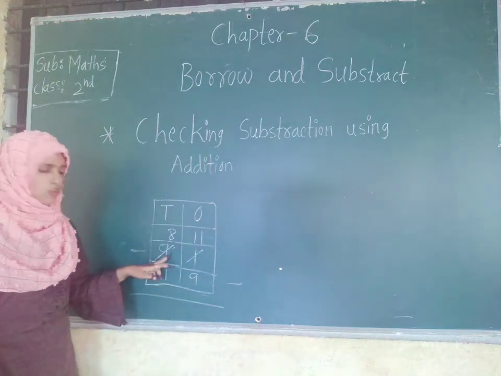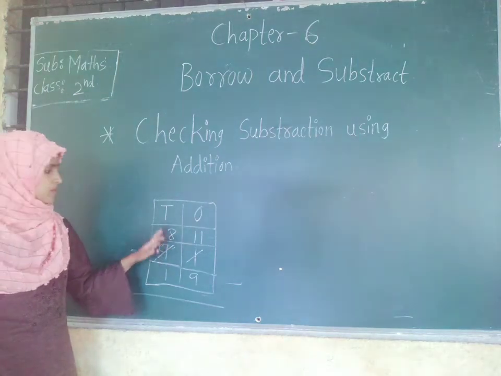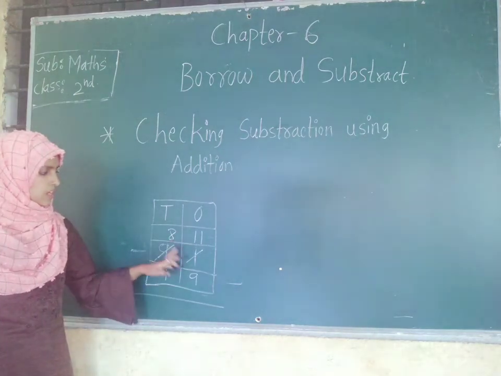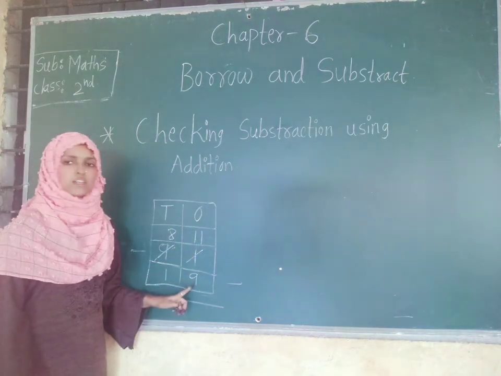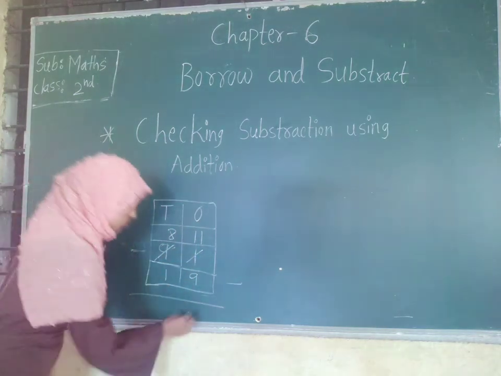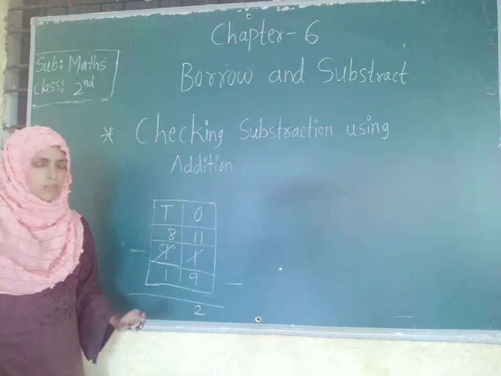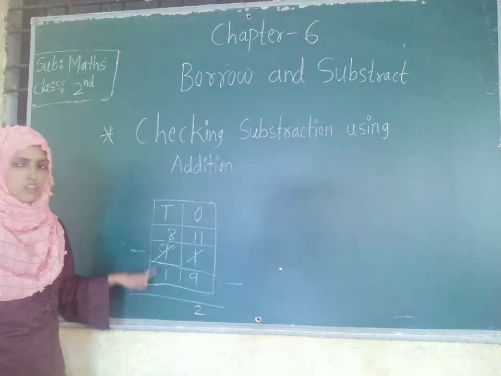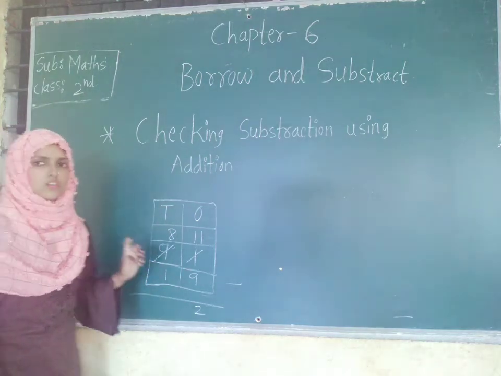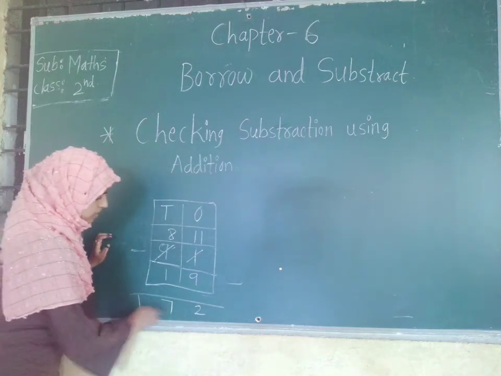So we need to take one borrow from this next place. So if we take 1 ten from this tens place, so 9 becomes 8. This 1 becomes 11 ones. So 11 minus 9 is equals to how much? 2. So write down 2 under the column of ones place. Okay. Next tens place. In tens place we have 8 and 1. So 8 minus 1 is equals to how much? 8 minus 1 is equals to 7.